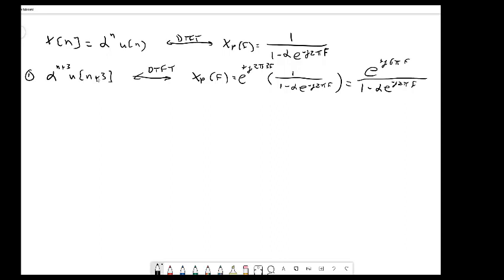It can get a little trickier though. That one was straightforward because I had the same n arguments in every term in my function. If you don't have that, then I've got to be careful about how I apply the time shift property. For example, if we had something like this, where we had an alpha to the n minus 2, so it looks like a shift, but multiplied by a u of n, then we wanted to know what's the discrete time Fourier transform of that.